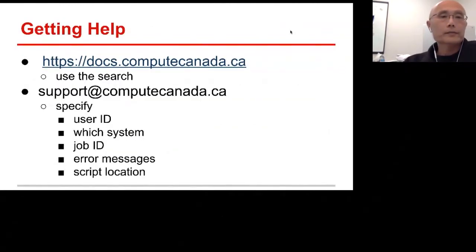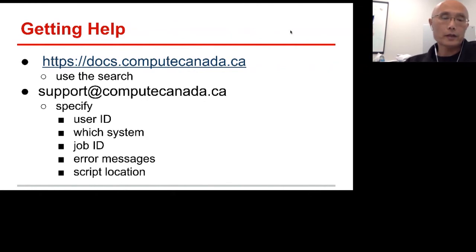And finally, getting help. So as I said, a lot of documentation is available on docs.computecanada.ca, and use the search bar if you don't see it in the menus or the links. That usually gets you somewhere. But if you can't find the answers, you can always send an email to support@computecanada.ca.